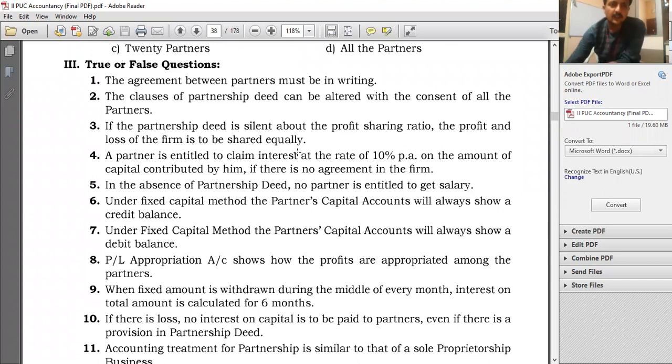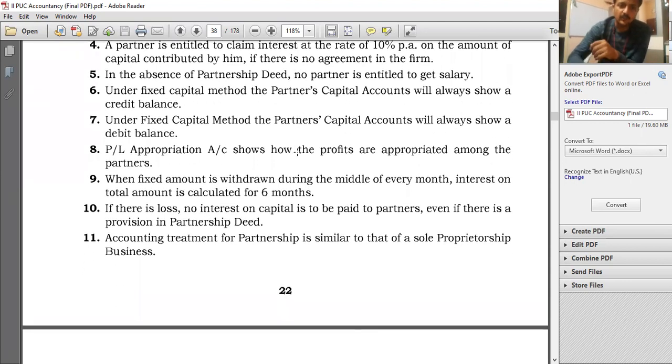The agreement between partners must be in writing. This is false, because they can have oral or written. There is an option. Then next, a partner is entitled to claim interest at the rate of 10% per annum. False, because he can claim only up to 6%. If there is an agreement, he can claim more than that, but they have given that there is no agreement. Then a P&L appropriation account shows how the profits are appropriated among the partners. Yes, it is true. Then when a fixed amount is withdrawn during the middle of every month, whenever the middle comes up, remember it will be 6.